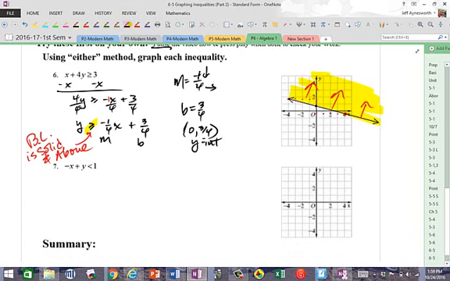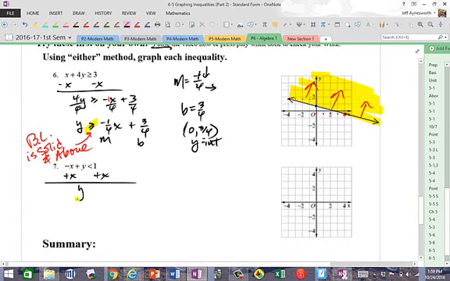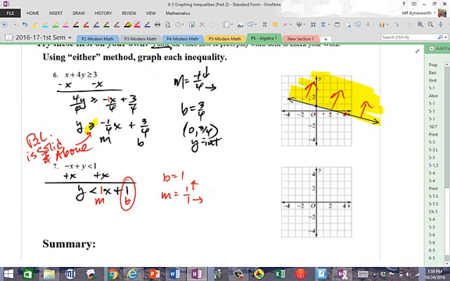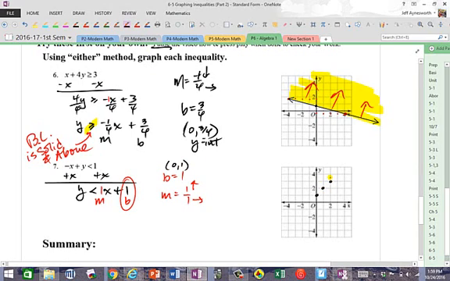Okay, I hope you're done. So add x. I'm going to isolate y again because it's an easy one. Y is less than x plus 1. Well, I can see that the slope is 1, and I can see that the y-intercept is 1. Now, the slope of 1 means 1 over 1, so right 1, up 1 from the y-intercept, which happens to be 0, 1. So we start here, and we go up 1, right 1, up 1, right 1, up 1, right 1. Reverse it, you go down 1, left 1, down 1, left 1. Okay, and you draw your line.